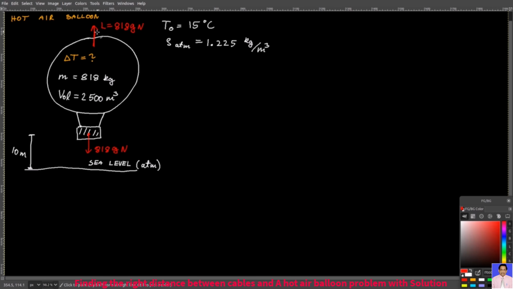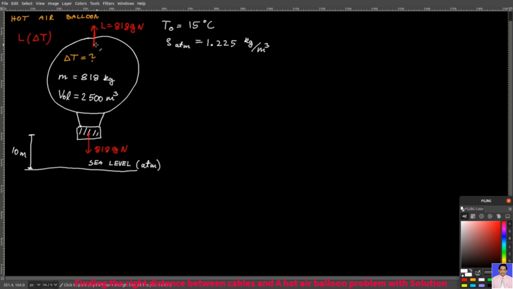But of course, in order to figure out how much temperature we need to add, for that, we need to know the lift force as a function of temperature, and even better, as a function of delta temperature. So the change of temperature that we need to have here inside the balloon.